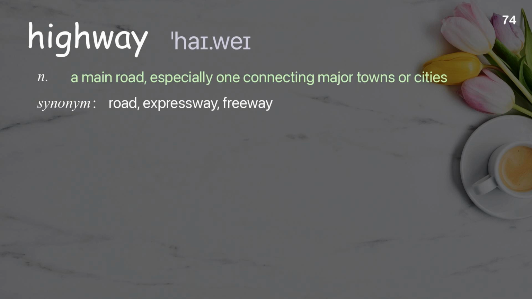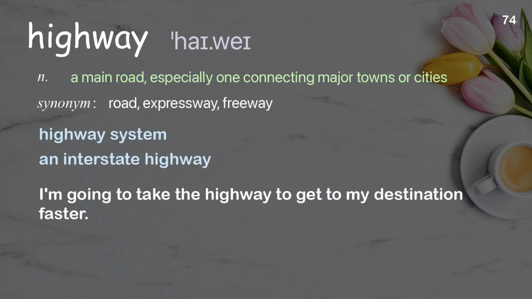Highway. A main road, especially one connecting major towns or cities. Examples: Highway system. An interstate highway. I'm going to take the highway to get to my destination faster.